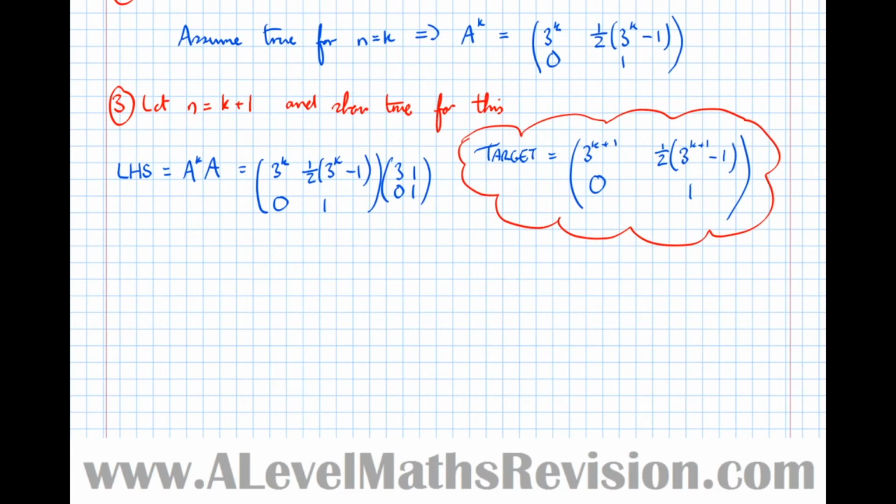Okay, so we've got that there. So now we're just going to multiply that matrix out. So what we're trying to do is take the left-hand side, A to the k plus 1. We know it's equivalent to A to the k times A. So we're going to replace this A to the k with something we know to be true from our assumption and try and form our target expression.